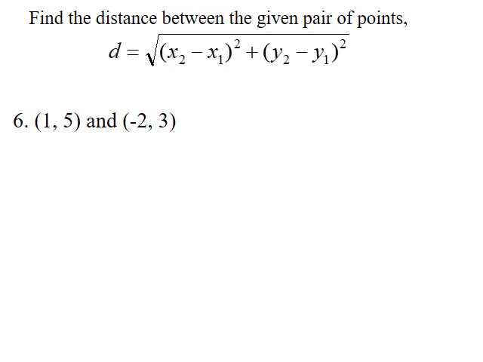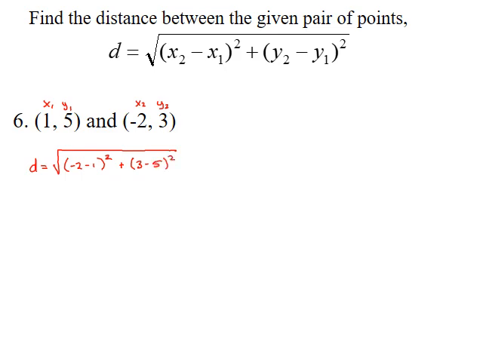So let me show you an example of how you would find distance. In number 6, you have the points 1, 5 and -2, 3. So as we saw in the midpoint formula, I'm going to call this first point x1, y1, and I'm going to call this second point x2, y2. I'm going to take those four numbers and plug them into my distance formula. So I can say that distance is equal to x2, which is -2, minus x1, which is 1, all squared, plus y2, which is 3, minus y1, which is 5, all squared.